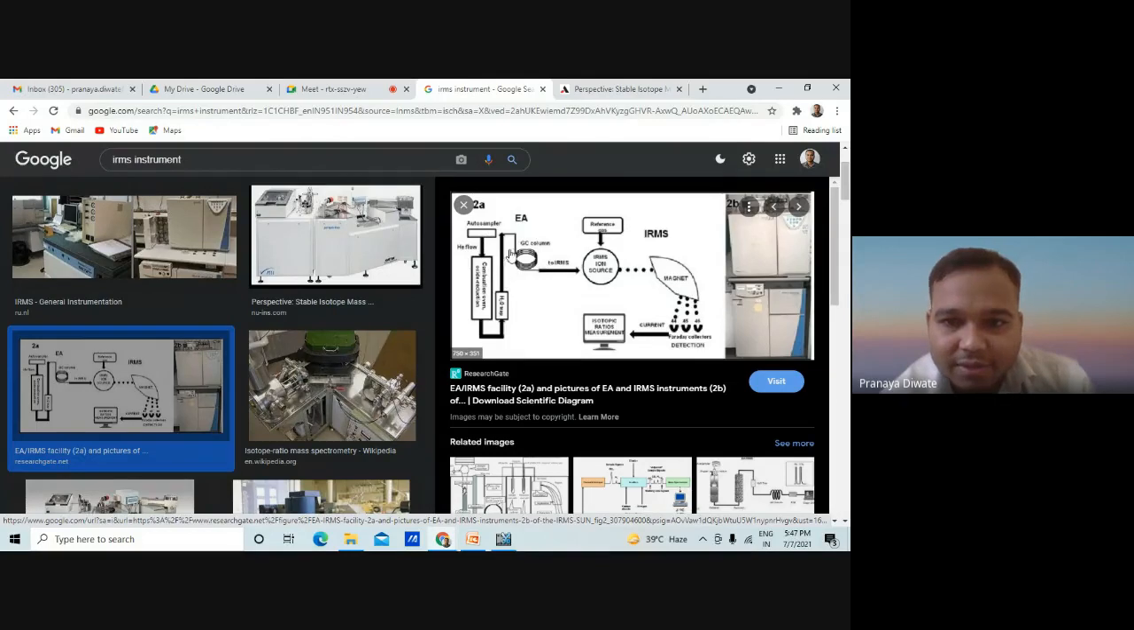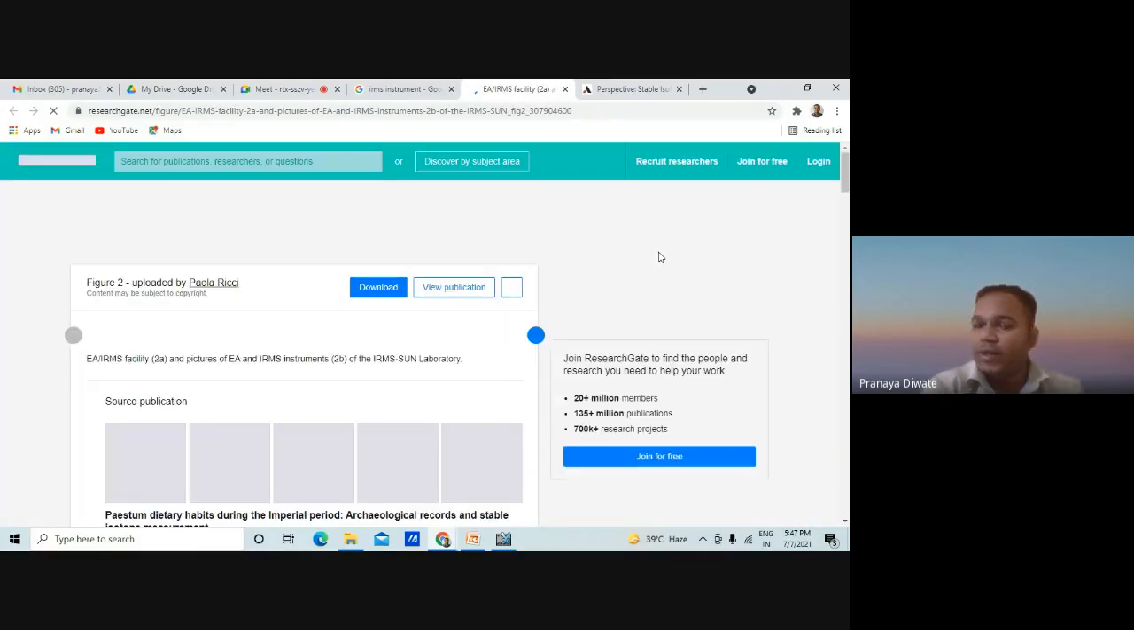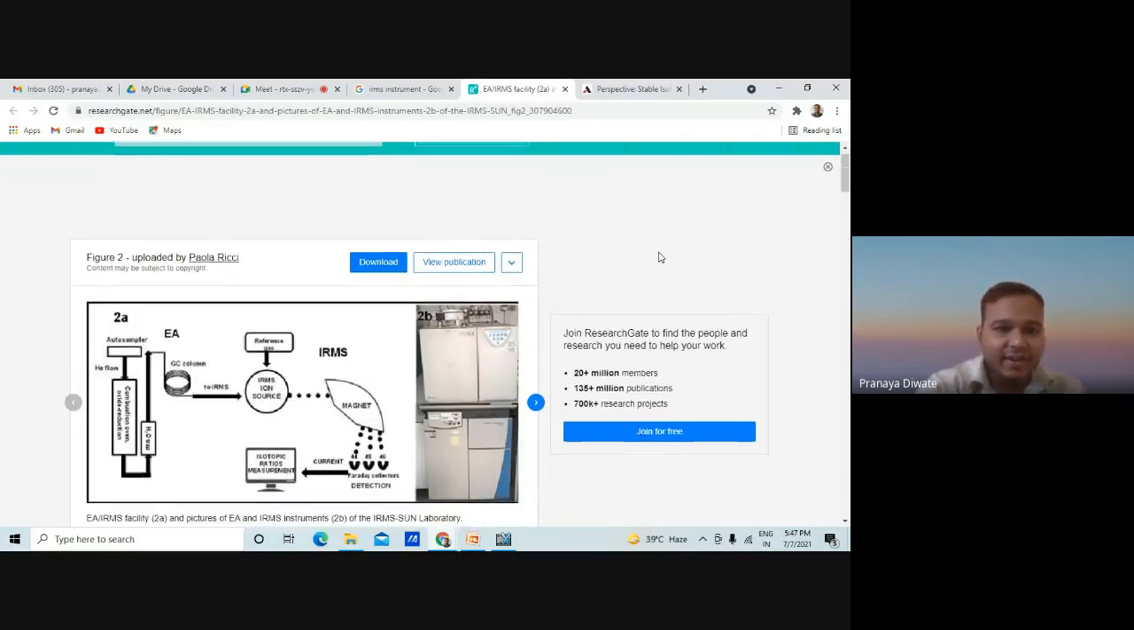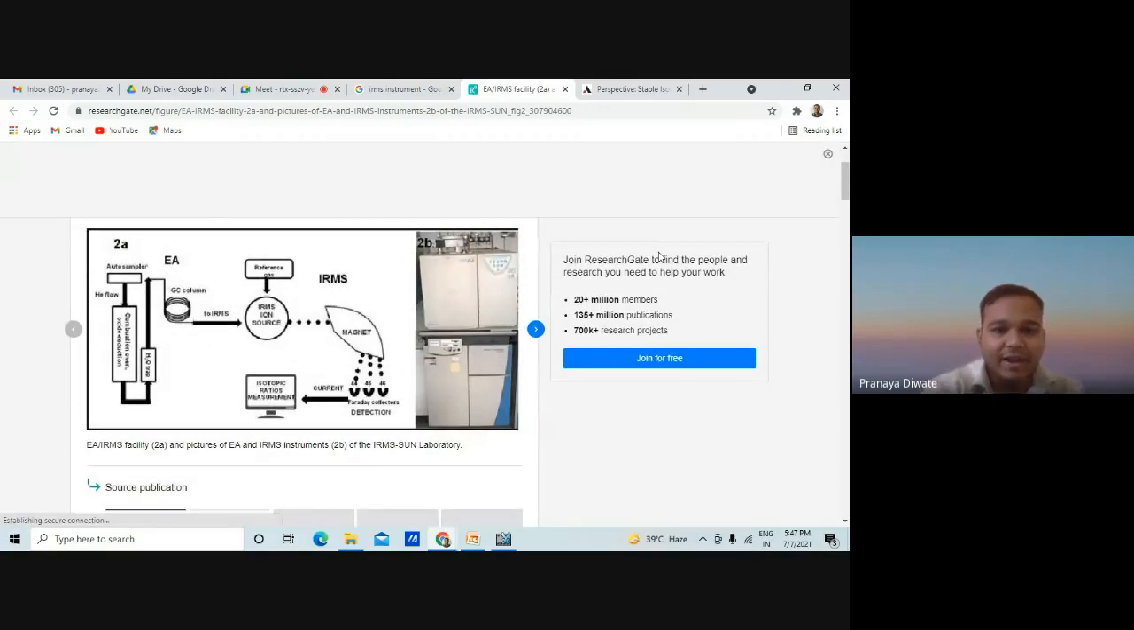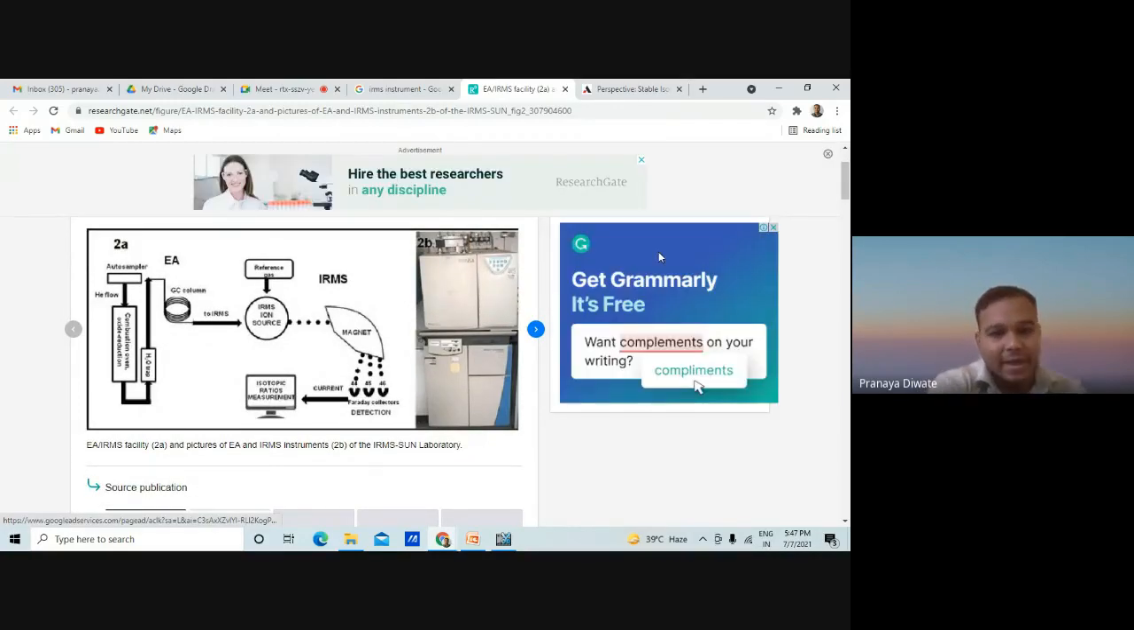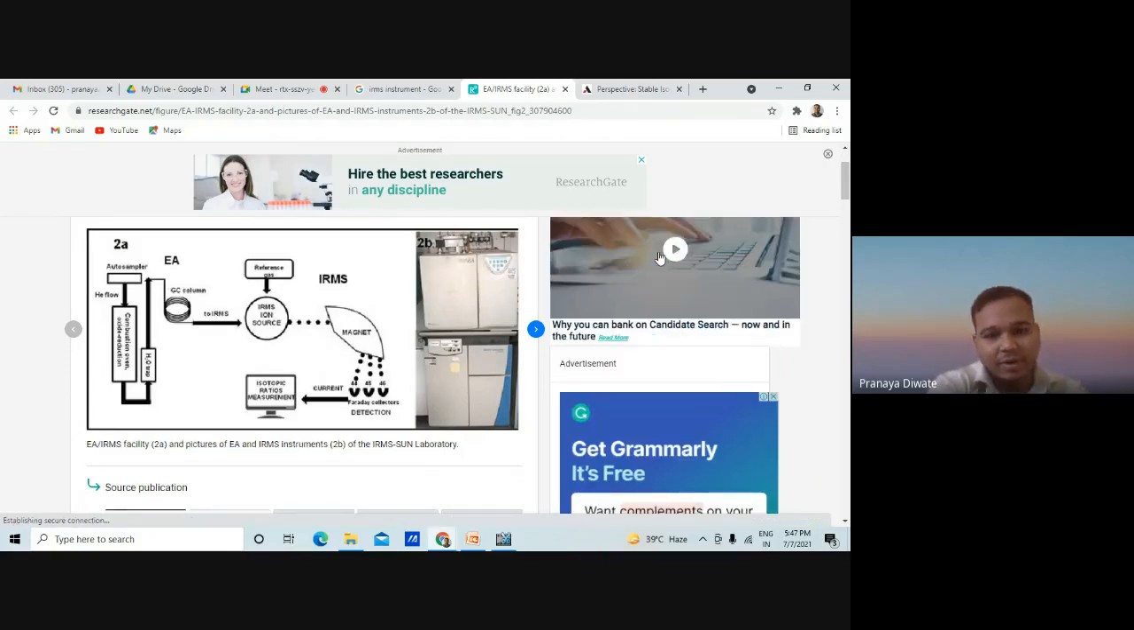Then this is converted to a GC column. Then you have an ion source, the IRMS ion source, and then you have a magnet. So what is the use of the magnet? The magnet is used to deflect the different kinds of elements on the basis of their mass number into different columns.